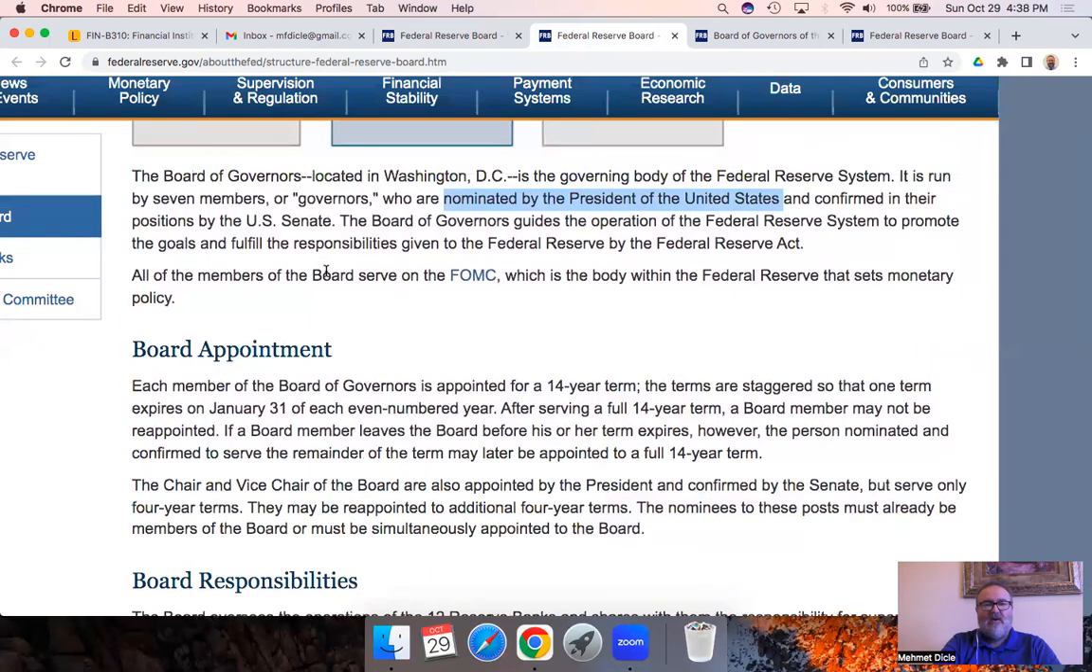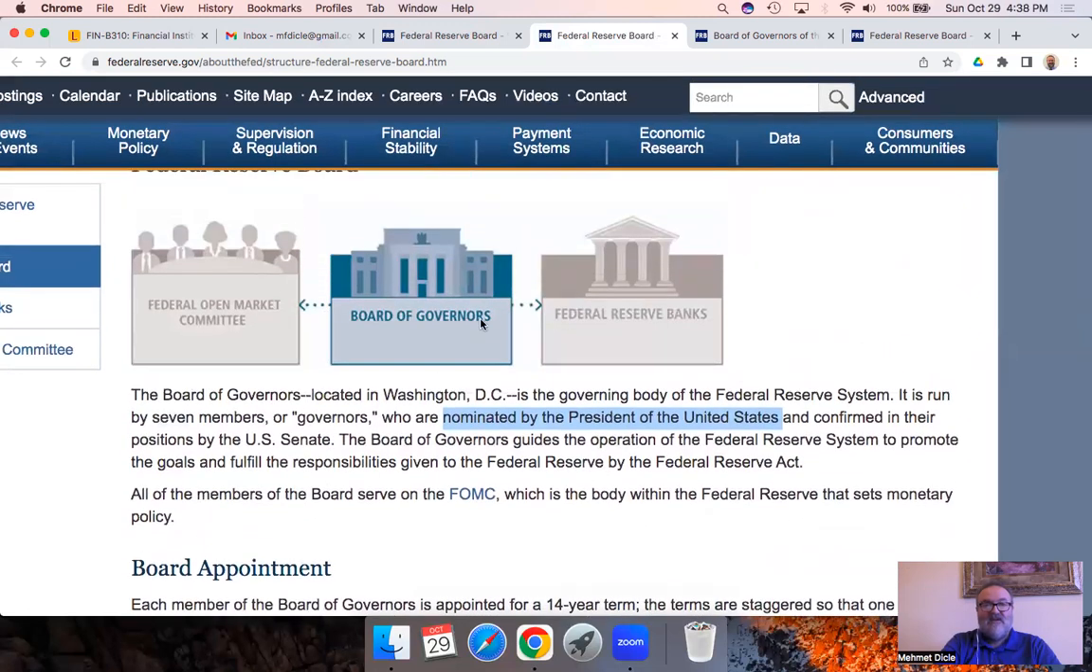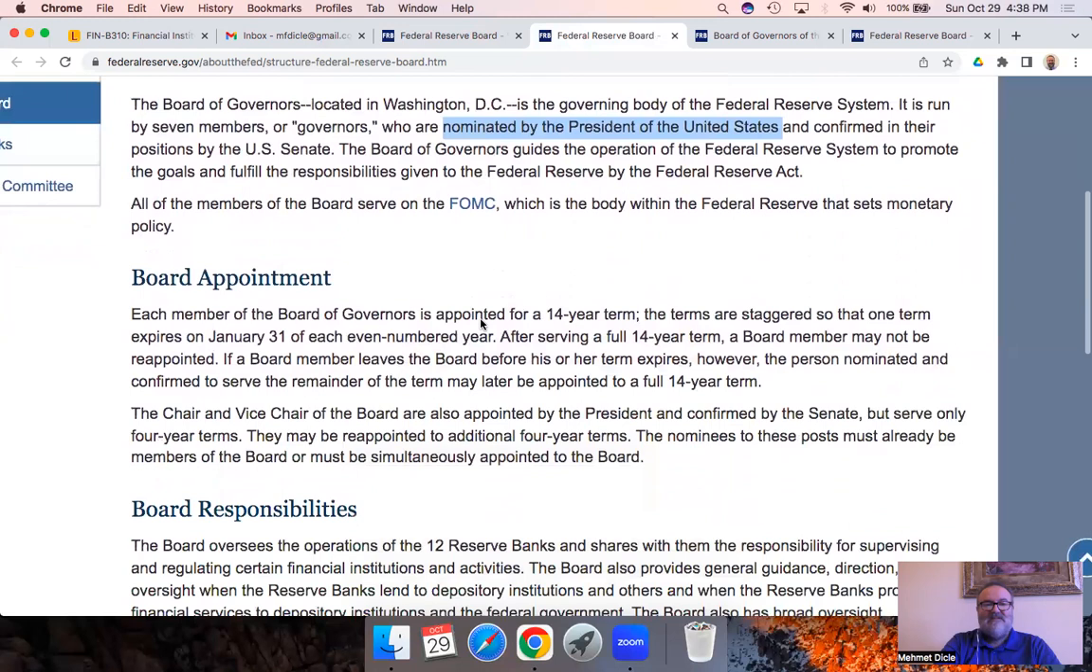The chair of the Board of Governors is also selected by the US president and confirmed by the Senate. They serve as chair for 4-year terms. They may be reappointed as chairs and vice chairs for additional 4 years, but the chairs and the vice chairs have to come from the board. So you cannot appoint somebody from outside to be the chair of the board.